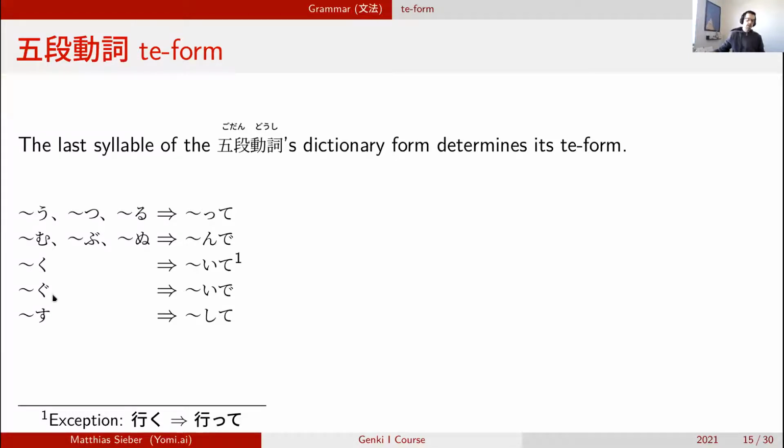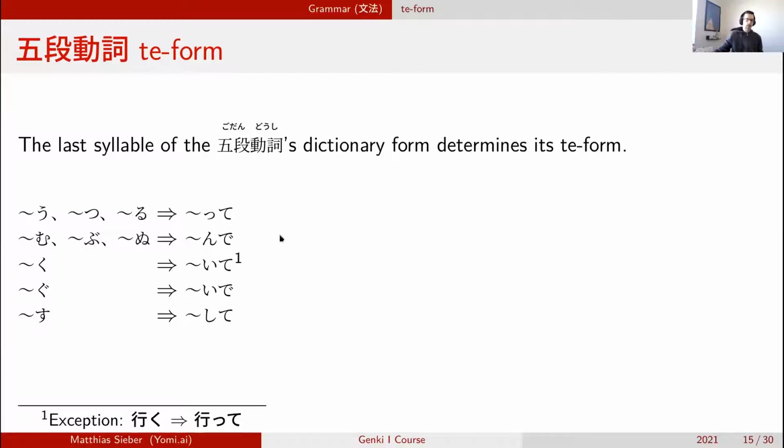Gu, let's see. Oh yeah, we had oyogu, right? To swim. From oyogu, it becomes oyoide. And then the last one, su, like hanasu, becomes hanashite. What else is there? Yeah, just a couple. So those are the rules. Just keep in mind one exception, right?